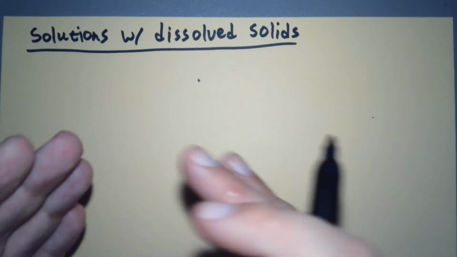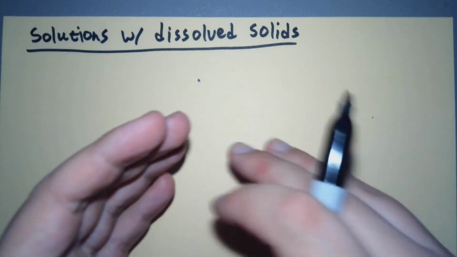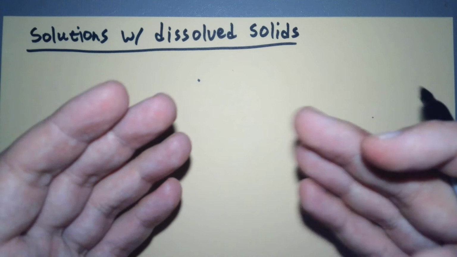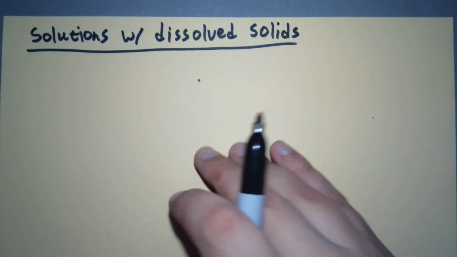Alright, so now we're going to talk about solutions that are formed when we have our liquid solvent, and then we drop a solid solute into it and get it to dissolve. Or maybe not, in which case you don't get a solution.